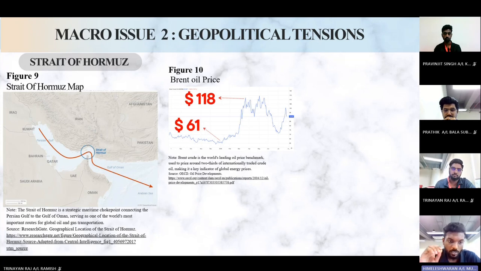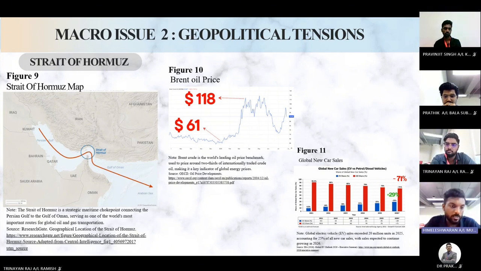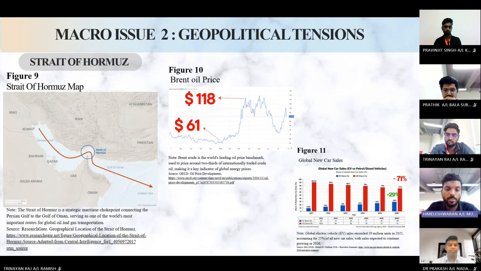As shown in the chart, in 2021, petrol and diesel cars made up 90.5% of global new car sales, while EVs accounted for only 9.5%. By 2026, EVs are projected to reach around 29%, while ICE vehicles fall to around 71%. So geopolitical tension can increase oil prices and contribute to the shift towards electric vehicles.